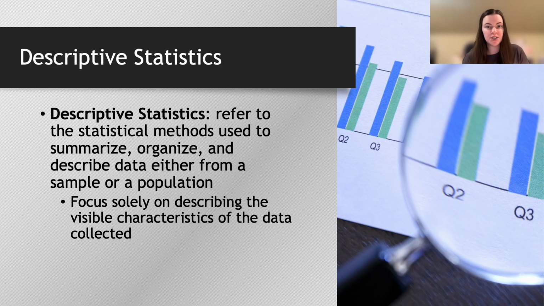The key word here for descriptive statistics actually pops up twice on this slide. It's the word describe. So not only does it describe data from a sample or a population, but it also focuses solely on describing the visible characteristics of the data collected. And so the examples I showed you for nominal, ordinal, and interval ratio level variables, all those charts we saw on the right-hand side, are examples of descriptive statistics. All that we're doing there is simply describing the data that we collected ourselves. So from those surveys, what were our results?